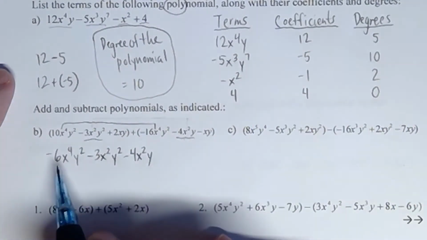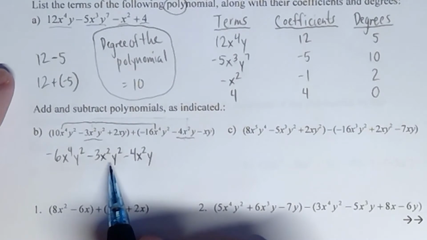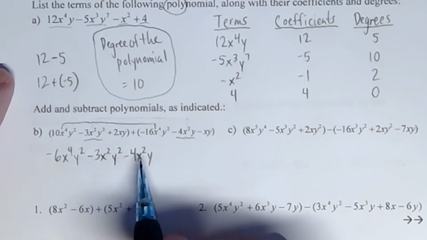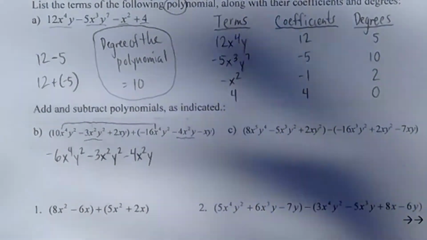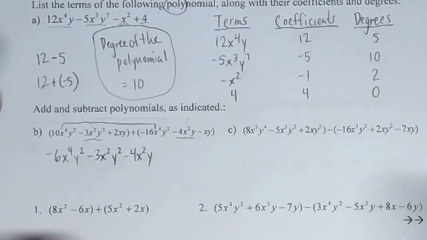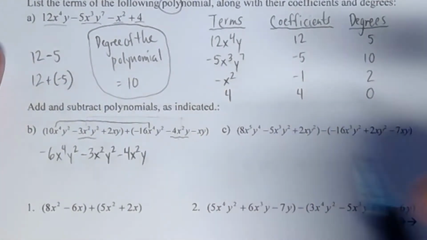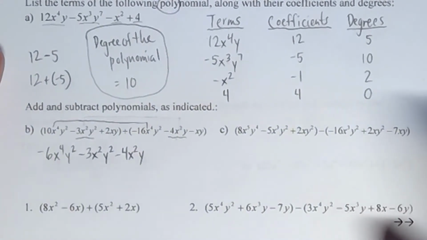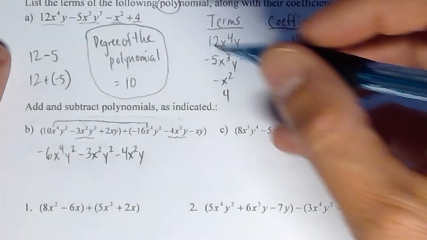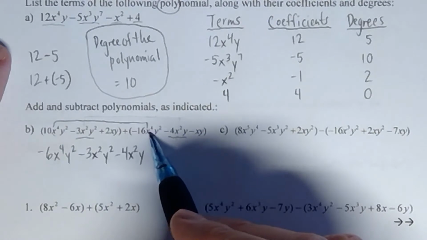Notice that this is degree 6, this is degree 4, and this is degree 3 because 2 plus 1 is 3. So that's what I'm doing. Again, I'm not saying it's required right now, but it's just good practice. And there's nothing wrong with putting it in the order of highest degree to lowest degree. So I did these two.